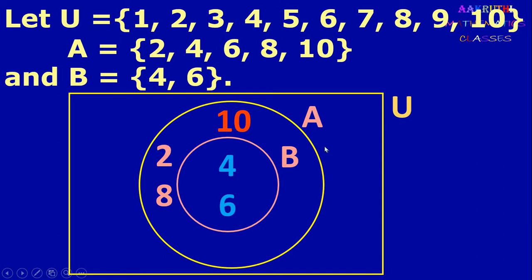Now what are the remaining elements? Right outside this circle, that is 1, 7, 5, 3 and 9. So 1, 7, 5, 3 and 9 do not belong to either set A or B. Therefore they are outside these circles but inside this rectangle. So here 1, 2, 3, 4, 5, 6, 7, 8, 9, 10, all these are elements of the universal set, and 4, 6 are elements of B. 2, 8, 4, 6, 10 are elements of A. So like this we can represent sets in a Venn diagram.